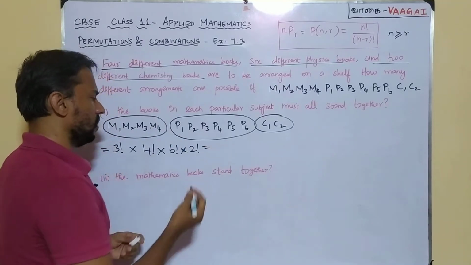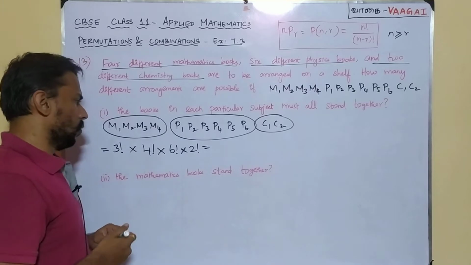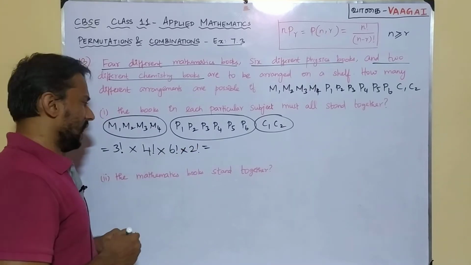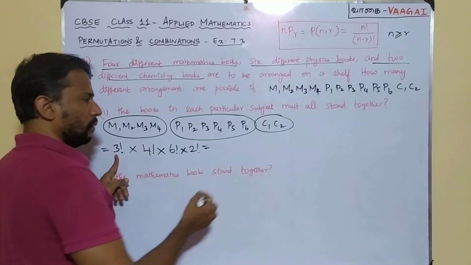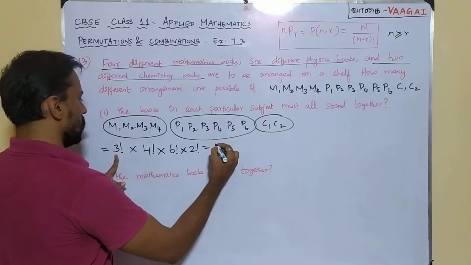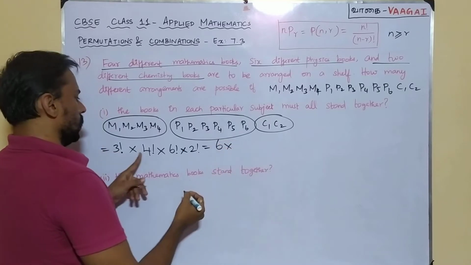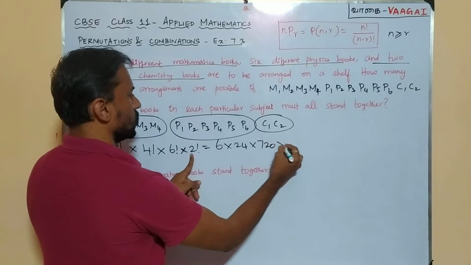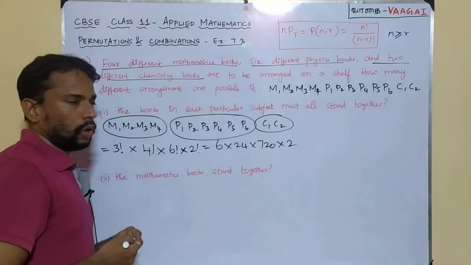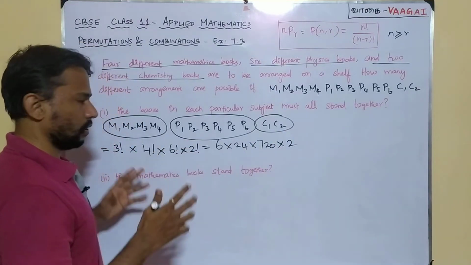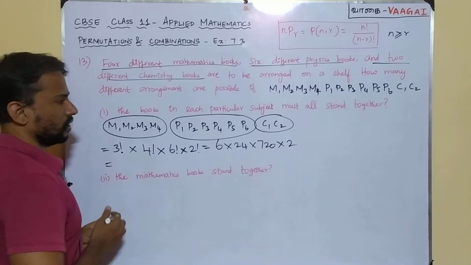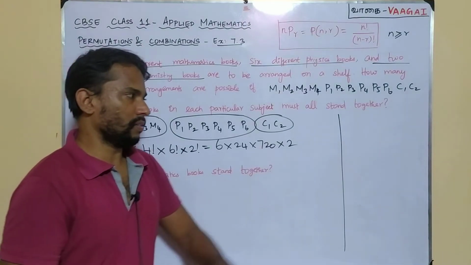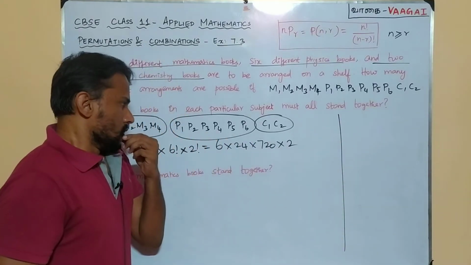Of course, this is going to be a very huge answer, so we'll have to work carefully. First of all, we'll write the values here. 3 factorial is 6, 4 factorial is 24, 6 factorial is 720, and 2 factorial is simply 2. Now we need to multiply all these numbers to get our overall final answer. We'll take this space for workout and make some rough calculations here.